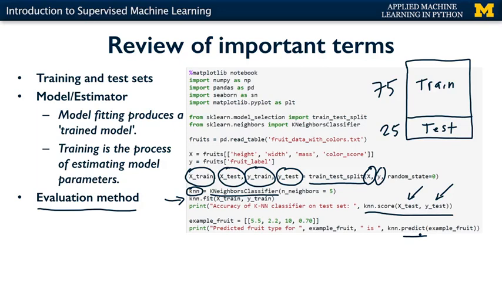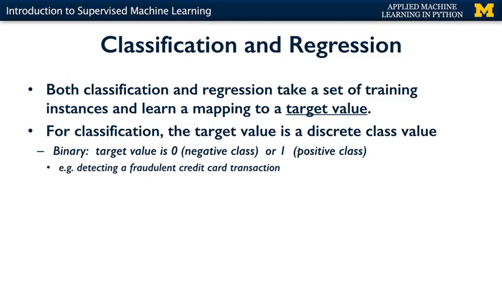So these are the terms that we'll be using throughout the course. And we'll also be maintaining a fairly consistent use of these variable names throughout all the Python code that we use. Supervised learning can be divided into 2 different types of tasks: classification and regression. Both classification and regression take a set of training instances and learn a mapping to a target value.